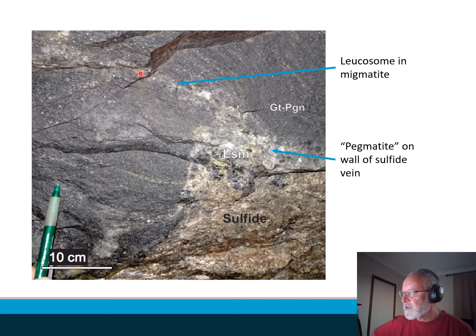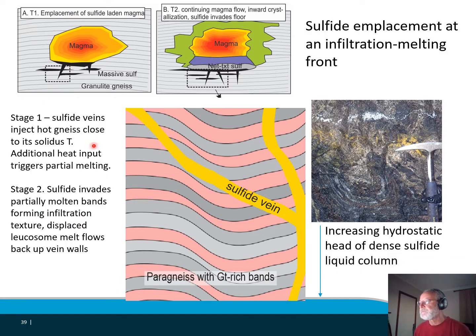So here's one of these little partially molten layers in migmatite, called leucosomes. A horrible word to remember, but that's what they're called. So this is partial melt of the gneiss, which is starting to leak out. Here's a sulfide vein, and you can see that material is actually leaking out and starting to travel along the wall of the sulfide veins. So this is the sulfide displacing partially molten silicate.